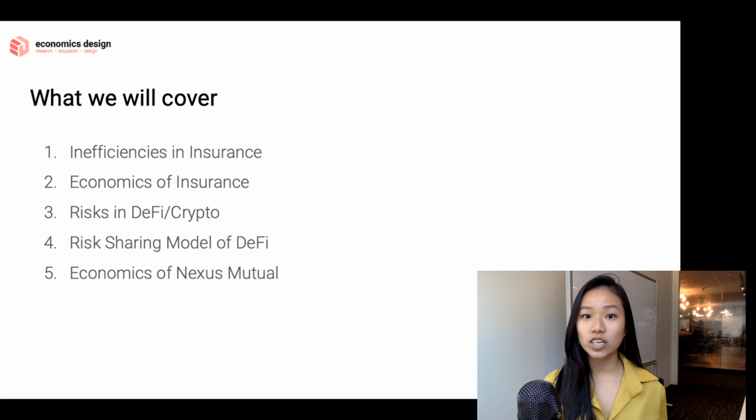The second is the economics of insurance, because that's the whole focus of this topic. The third is the different risks in DeFi and crypto. The fourth, we're going to look at risk-sharing models in DeFi. How does that work? Because in DeFi, it's all about distributed finance, right? How do we distribute and decentralize all these different risks available? And lastly, we're going to have a very quick snapshot on the economics of Nexus Mutual. A quick little teaser before our next week.